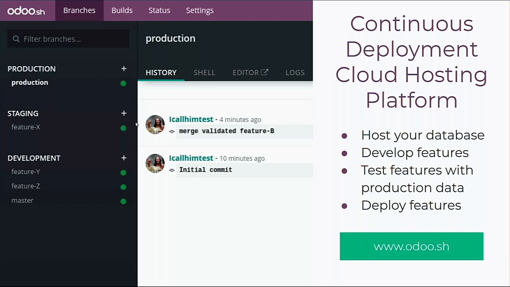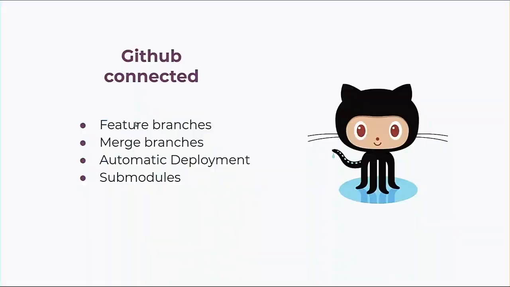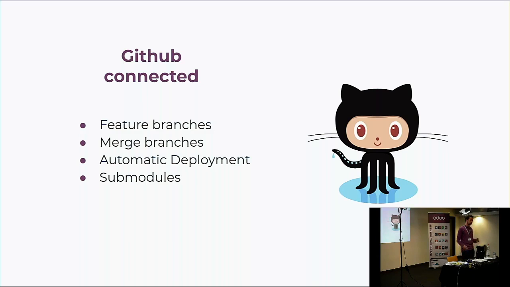without too much hassle. So it's tightly integrated with GitHub, which means we expect you to work with feature branches, so branches in which you develop your features, and then you will merge them to put them into production when they are ready and approved. And they will be automatically deployed by the platform based on the merging of the branches in GitHub. We also support submodules, which means that you can add custom code from other repositories without having to copy them into your repository, but just point towards another repository that you want to use.